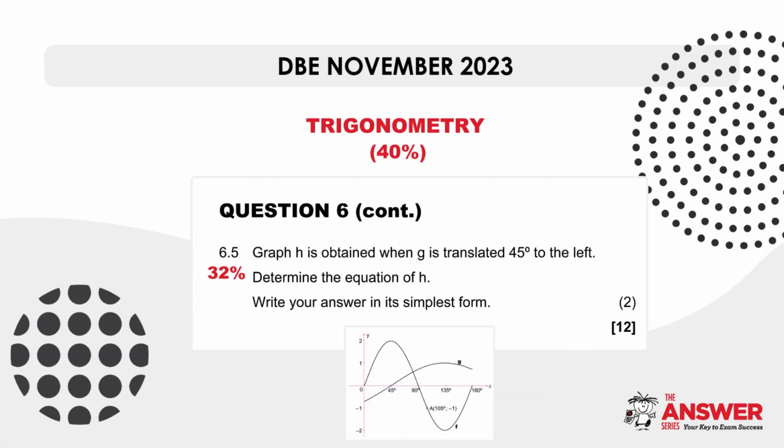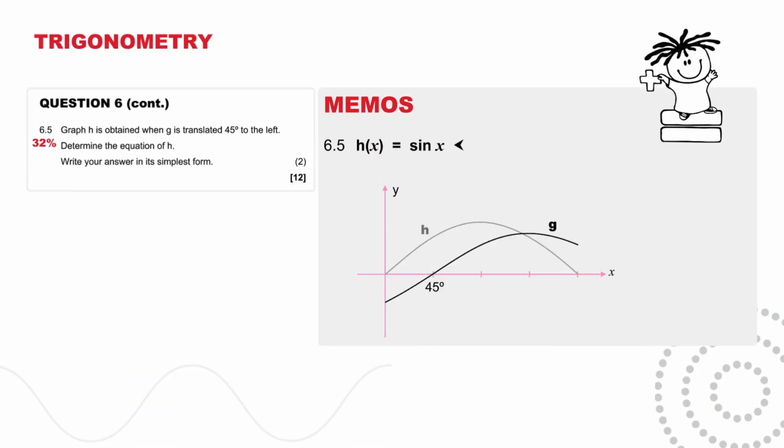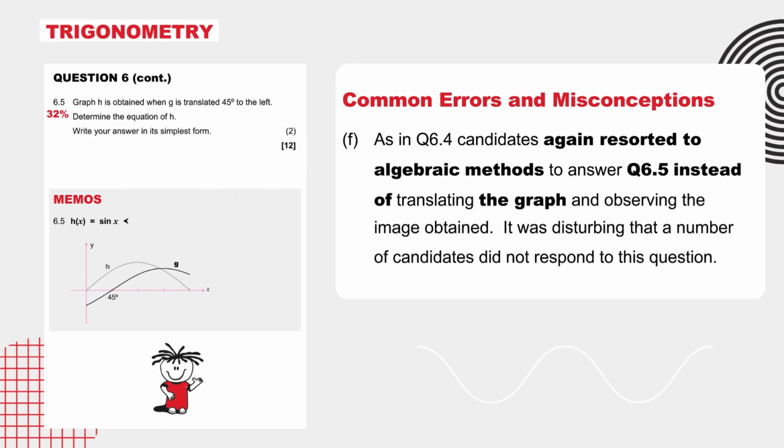And then the last part of this question, question 6.5, which scored an average achievement of 32%, is about translating graph G. And here is its memo. You're welcome to pause if you'd like to spend some time here. The common errors and misconceptions for question 6.5. As in question 6.4, candidates again resorted to algebraic methods to answer question 6.5 instead of translating the graph and observing the image obtained. It was disturbing that a number of candidates did not respond to this question.